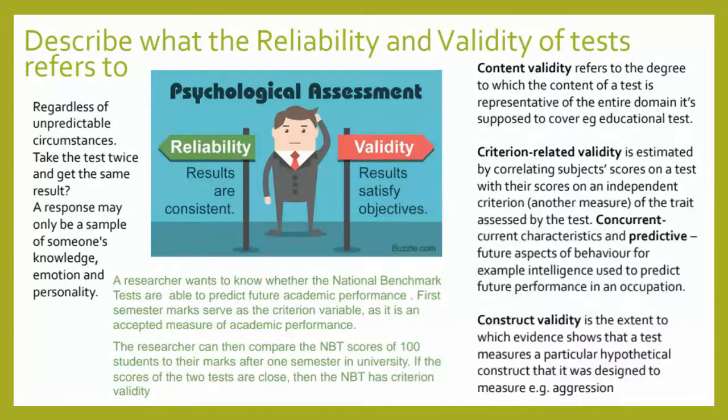National Benchmark Test and say, this was a measure of academic ability, but I'm now going to take the marks at the end of the first semester as also an accepted measure of academic performance. So now we're measuring two different tests, but they're both measuring academic performance, and you compare the two together. If here are my NBT results and here are the results at the end of the first semester and the two are close, then you know the National Benchmark Test is actually measuring academic ability. That's how criterion-related validity works.